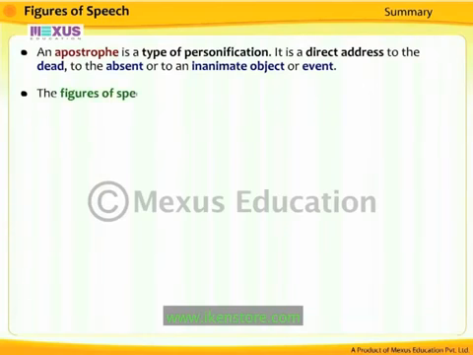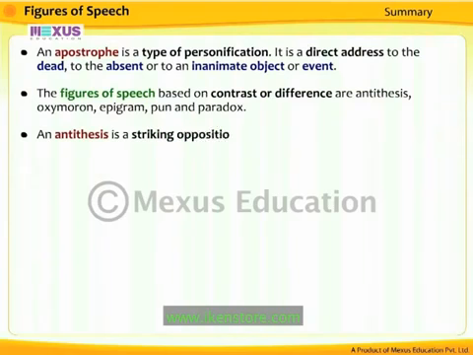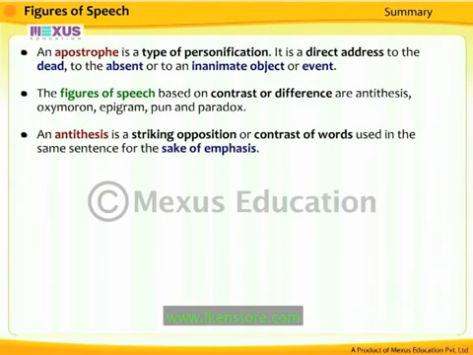The figures of speech based on contrast or difference are antithesis, oxymoron, epigram, pun, and paradox. An antithesis is a striking opposition or contrast of words used in the same sentence for the sake of emphasis. An oxymoron is a special type of antithesis.